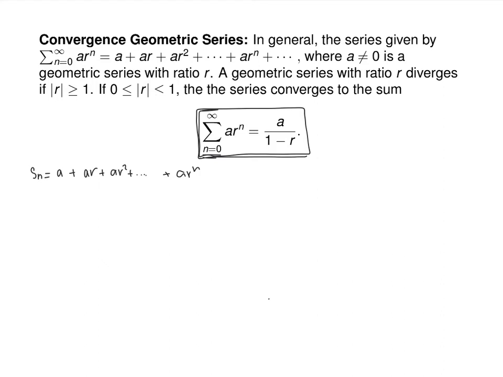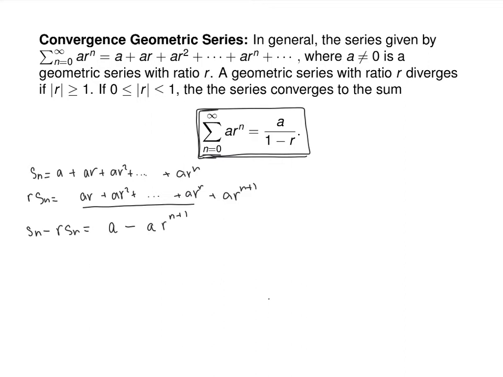So that's Sn. Now we're going to do a clever trick. We're going to multiply Sn by r. So r Sn will equal ar plus ar squared, up to ar to the n, and it'll have one more term that's ar to the n plus 1. And now we're going to find Sn minus r Sn. So if you take this top line minus this bottom line, all these terms in the middle are going to cancel out, just leaving you with a minus a times r to the n plus 1.